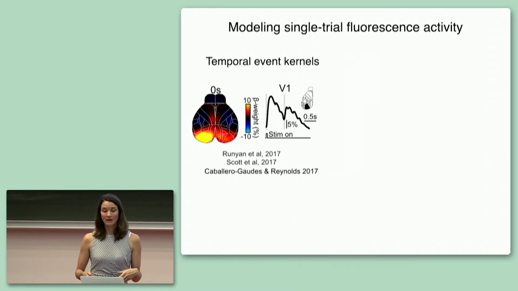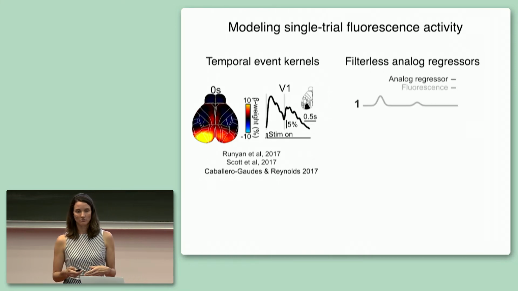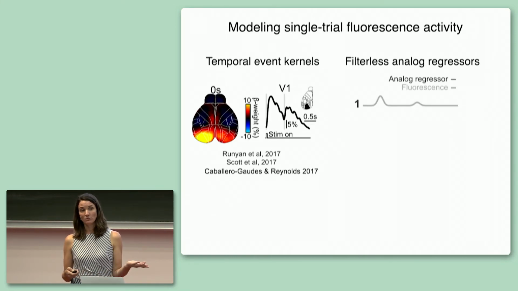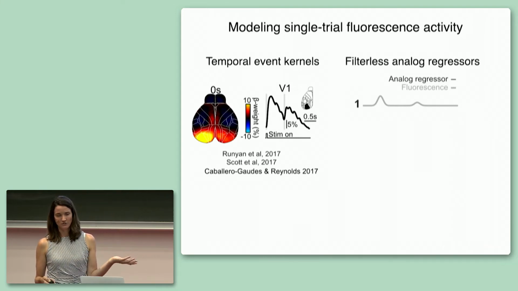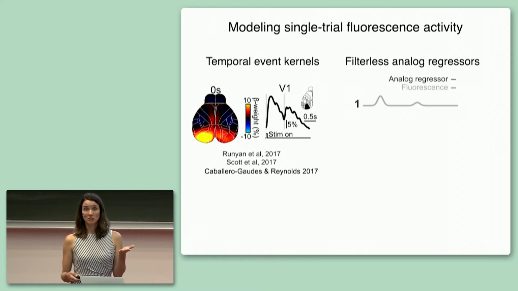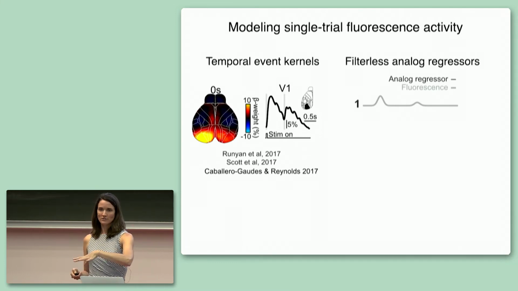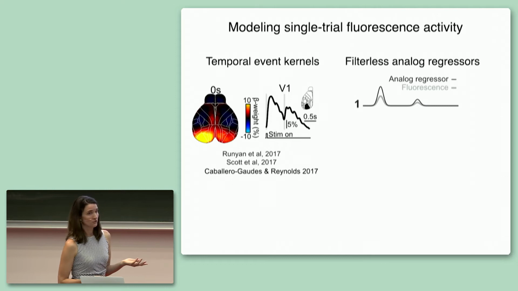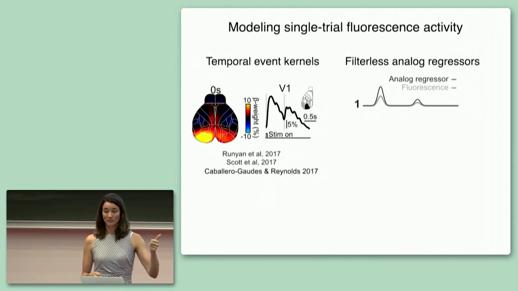The other kind of predictor are the filterless analog regressors, and these are for behavioral parameters that vary continuously over time. So for instance, pupil diameter isn't really a specific event for which you could make a kernel, it's just continuously varying. And these analog regressors will be really good if, for example, the relationship between the behavioral parameter and the neural signal is that one is like a scaled version of the other. If that's the situation, the analog regressors are going to totally crush it.